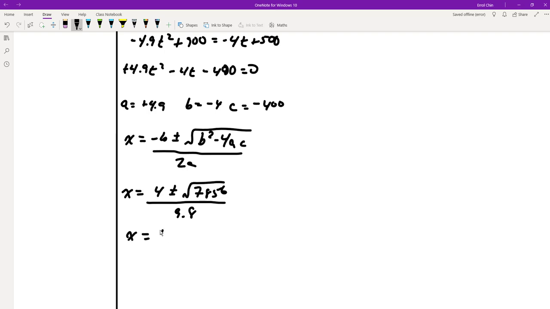Now you're going to find two answers. The two answers are negative 0.45 and negative 8.64. Now this one here is extraneous, right? Because you can't have a negative time, right? So basically the time at which the parachute opens is 9.45 seconds.